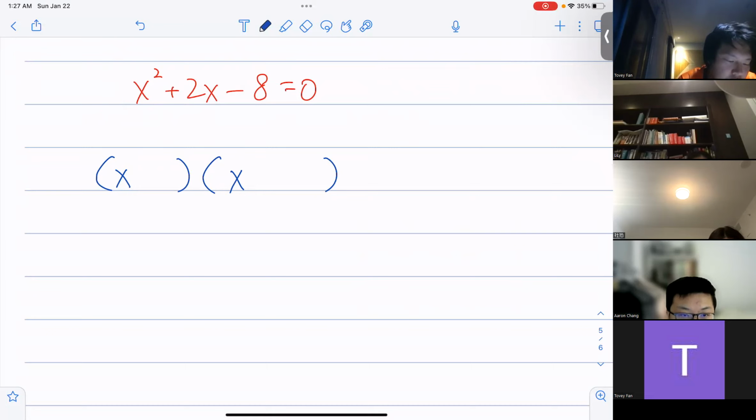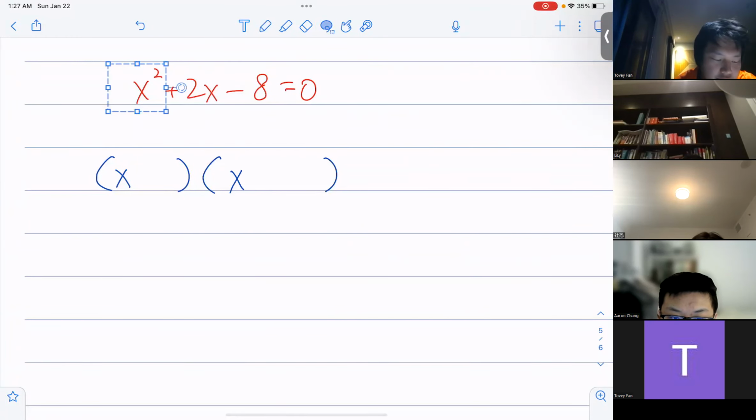Okay. So we know that the first linear term times the second linear term should produce the quadratic term here. And since the coefficient is 1, both have to be 1. Okay, we start with leading coefficient being 1 because that's the easiest form, right?